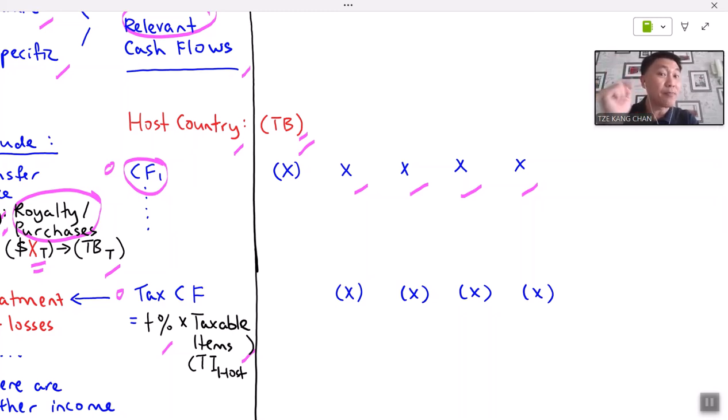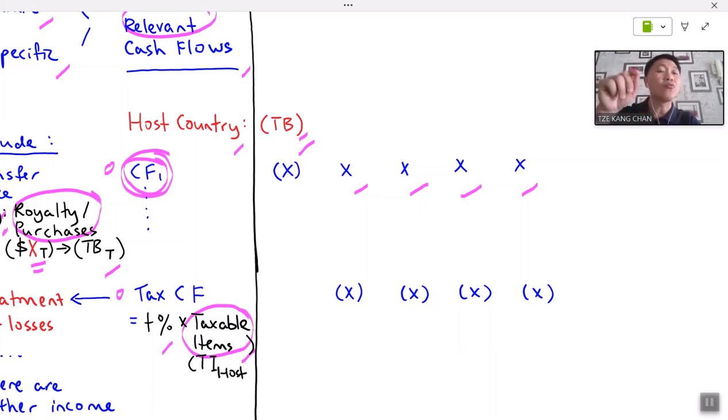Let's not forget to mention, taxable item is not exactly equal to the total of the cash flow in the host country. Guys, you should know what items make up the taxable item, not to mention all revenue, tax allowable expenses, including tax allowable depreciation. These are the common items of TIs.